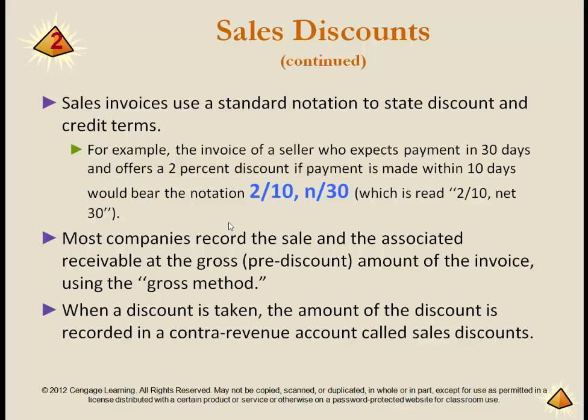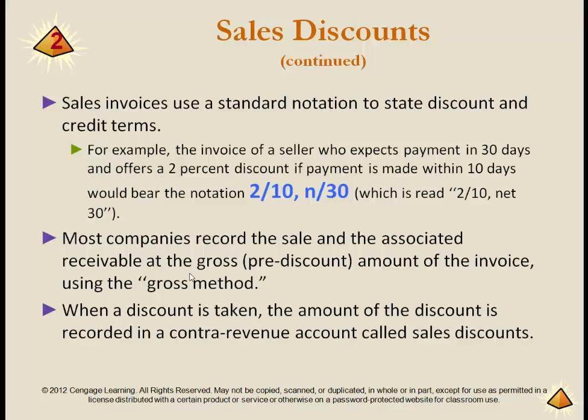discount on the invoice. So if you have a $1,000 invoice dated January the 1st, and if you pay by January the 11th or sooner, you take a 2% discount on that invoice, or $20. And the seller would record that as an expense, and the buyer would record that as some kind of revenue. Typically, this next point here, most companies record the sale at the gross method, pre-discount.